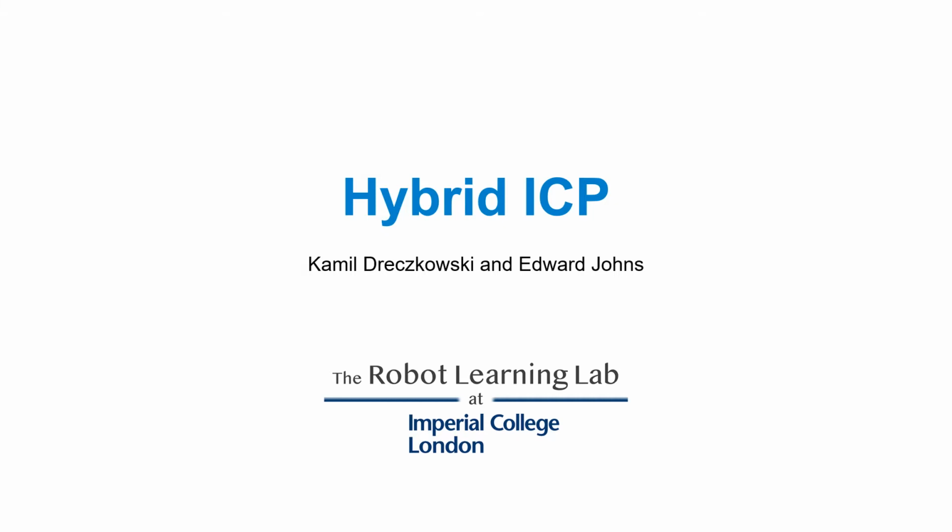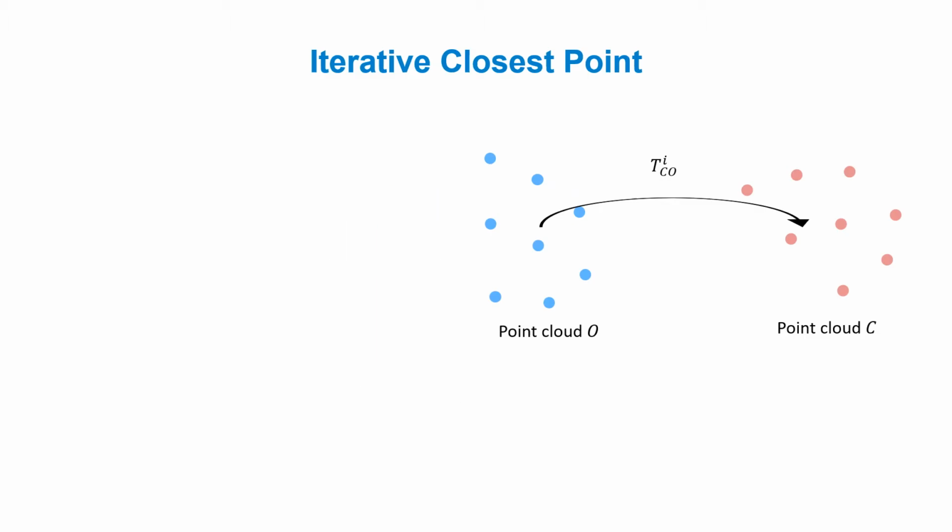In this work we investigate different design choices for ICP and propose a novel method that optimizes them based on an image of an object and the current ICP estimate. Let's begin by remembering how ICP works.